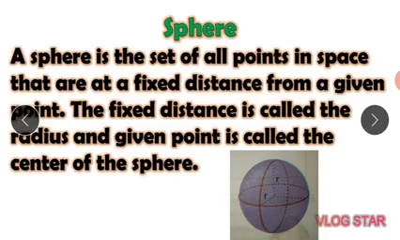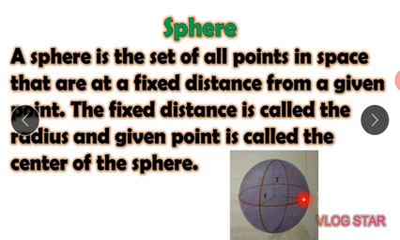So next is the surface area of a sphere. A sphere is a set of all points in space that are at a fixed distance from a given point. The fixed distance is called the radius and the given point is called the center of the sphere.